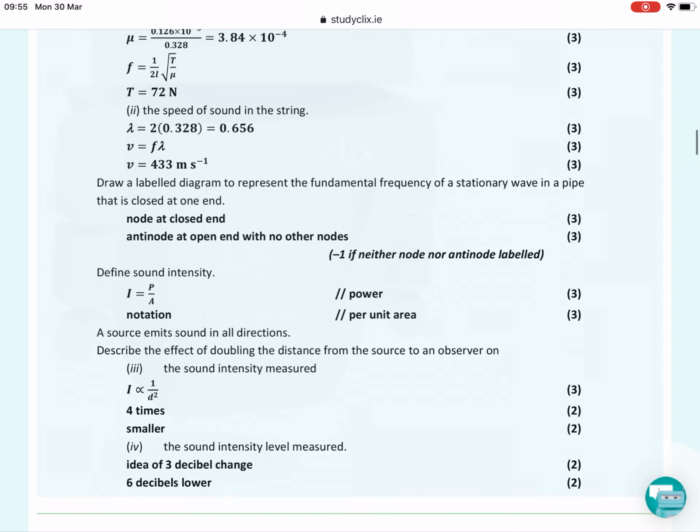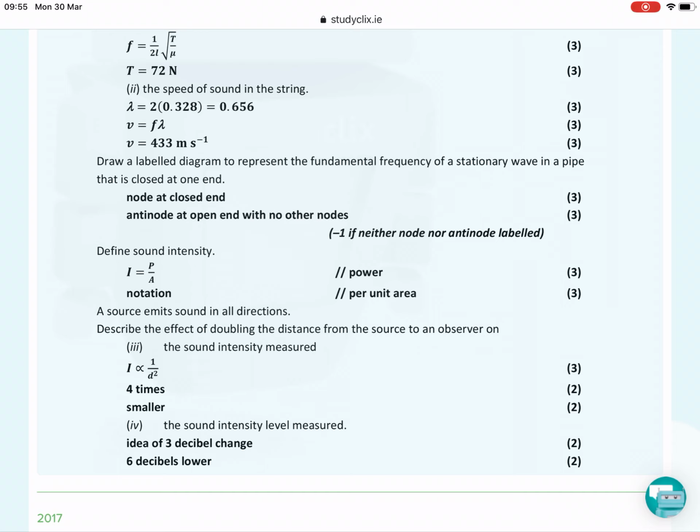Last bit then on this one. It says a source emits sound in all directions. So we looked at those in some of the problems that you did earlier last week, and we think about it in terms of a sphere, that the sound is moving out in all directions, so in a spherical motion, so it gives you a full sound right the way around from its source. It says to describe the effect of doubling the distance from the source to an observer on the sound intensity.